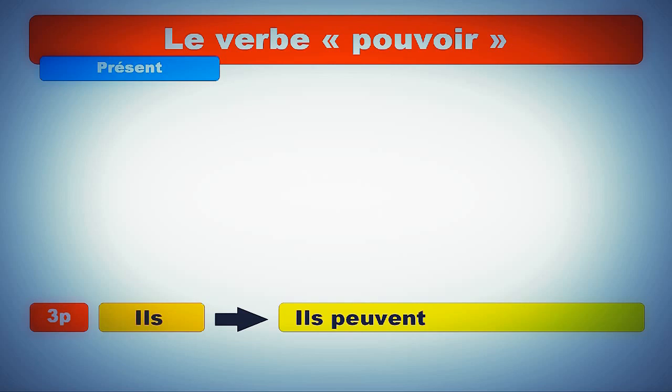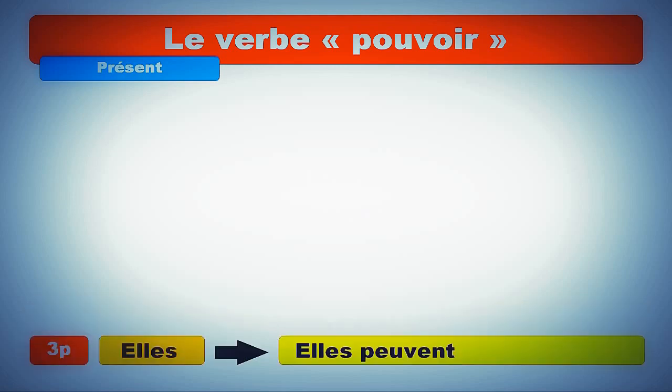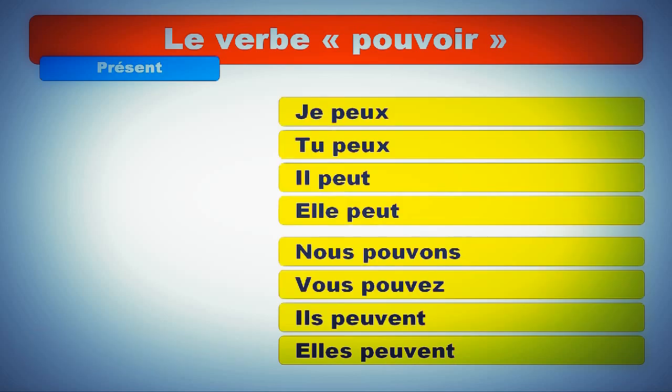Repeat. Ils peuvent. Okay, so as usual you've got this ENT at the end, but then you don't pronounce it. You only pronounce ils peuvent. Okay, and well, last but not least, elles, and it's actually the same form as it was for ils, elles peuvent. So the same rule, final ENT is not pronounced, so you get elles peuvent. Okay, so let's see again how it goes.